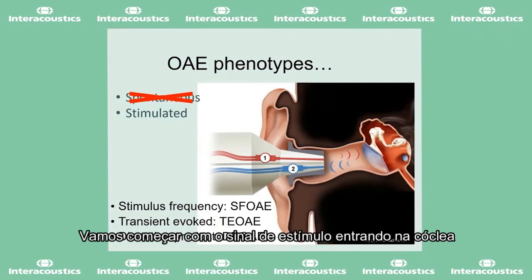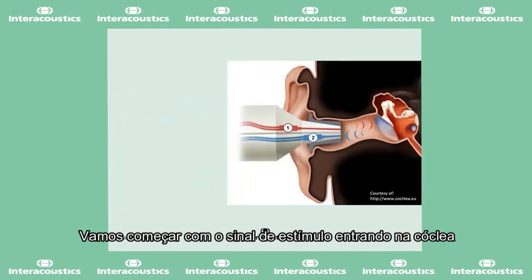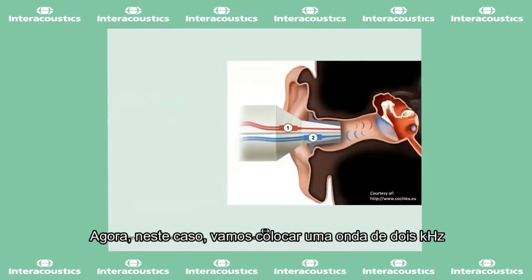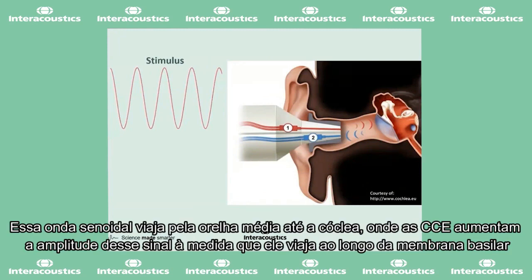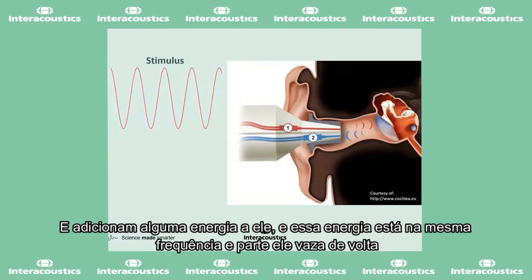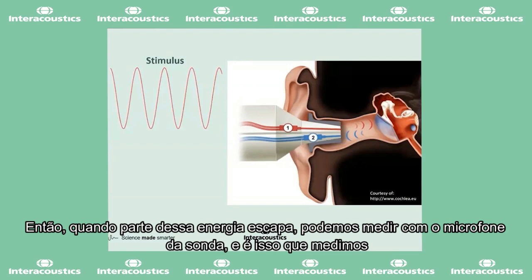So let's start with the stimulus signal going into the cochlea. Now, in this instance, we're going to put in a 2 kilohertz sine wave. That sine wave travels through the middle ear to the cochlea, where the outer hair cells increase the amplitude of that signal as it travels along the basilar membrane, and they add some energy to it. And that energy is at the same frequency, and some of it leaks back out. So when some of that energy escapes, we can measure it with the microphone in the probe. And this is what we measure.